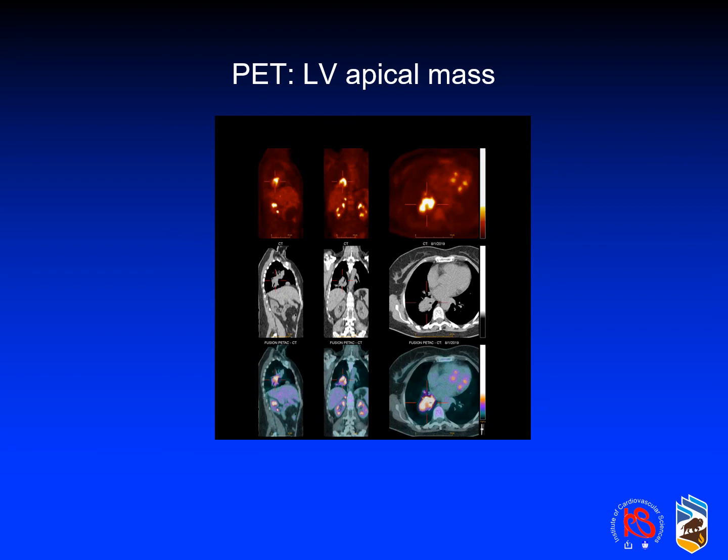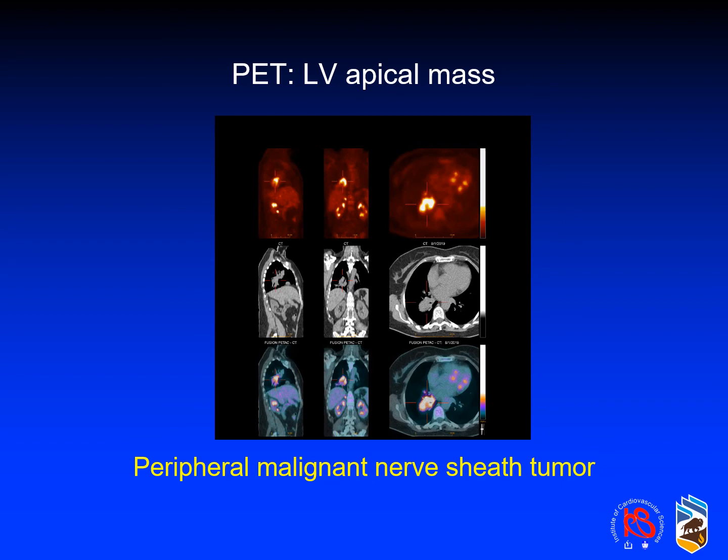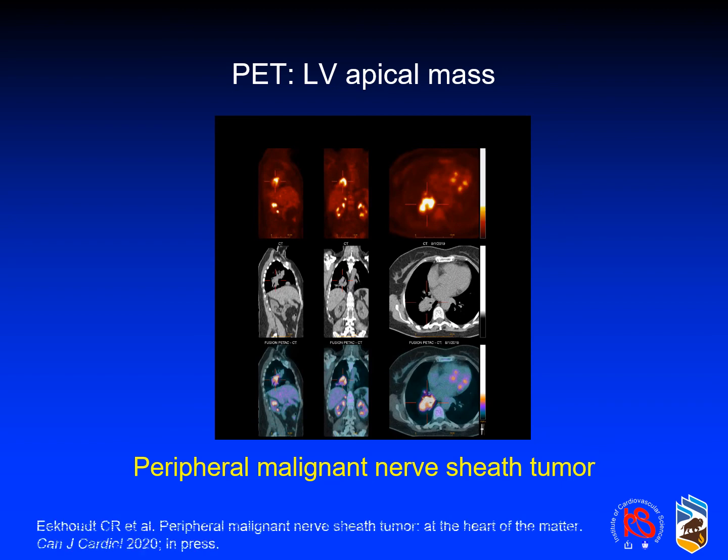Finally, this is the representative PET scan of the individual, which shows that those masses present within the LV interventricular septum and lateral wall do light up. And in the end, this patient was diagnosed with a peripheral malignant nerve sheath tumor that originated from the axilla and metastasized to the chest into the myocardium itself.